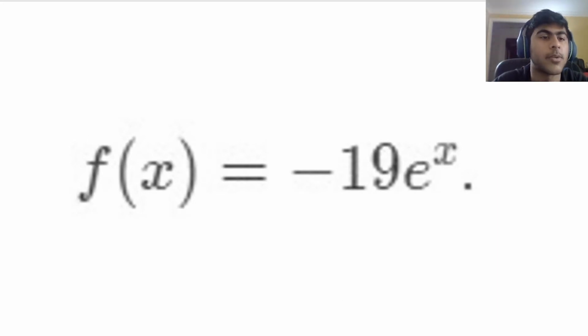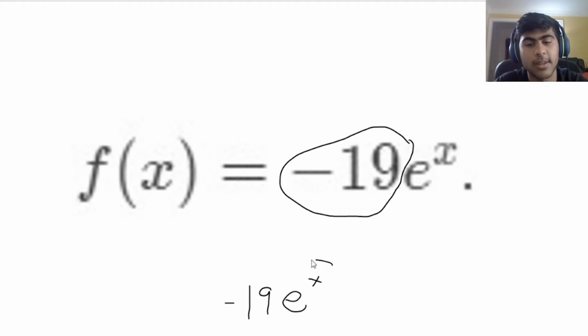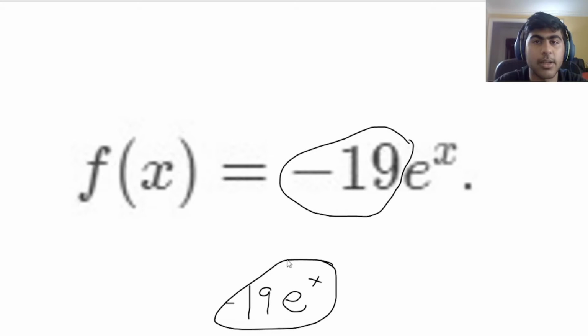All right, we started out with an easy one. We can take this negative 19 away and put it back later. So the derivative of e to the x is just e to the x again. So we have e to the x, and then plus that negative 19. Isn't that nice? Same function we started out with. That was pretty easy, pretty quick. Keep going.